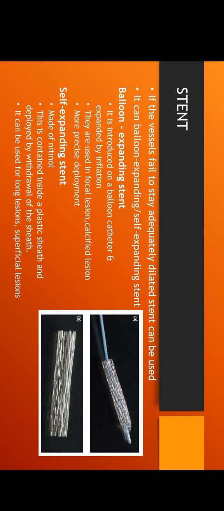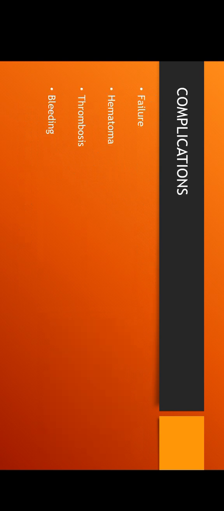If the vessel fails to stay adequately dilated, a stent can be used. It can be a balloon expanding stent or a self-expanding stent. A balloon expanding stent is introduced on a balloon catheter and expanded by inflation. They are used more in focal lesions and calcified lesions. It has the advantage of giving more precise deployment. A self-expanding stent is usually made of nitinol. This is consigned inside a plastic sheath and is deployed by withdrawal of the sheath. It can be used for long lesions and superficial lesions.